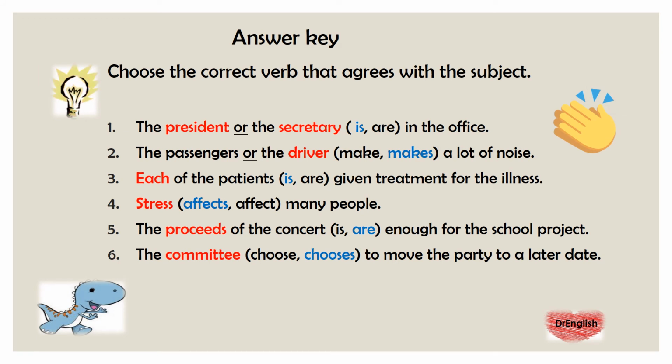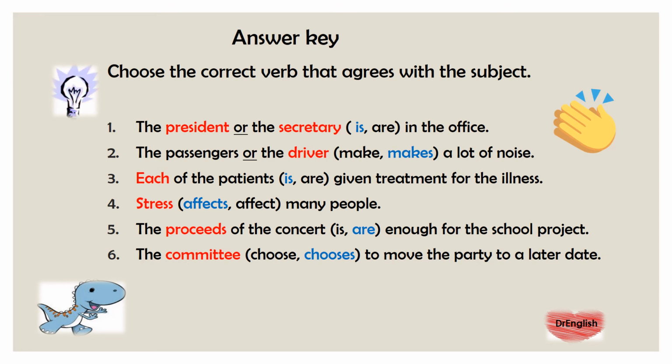Okay guys, let's check your answers. Sentence 1. The president or the secretary are in the office. Now we have two singular nouns in the sentence connected by the word or. President and secretary. Now the rule says when there are two or more singular nouns, use the singular verb. So in this case, the correct answer is: the president or the secretary is in the office.